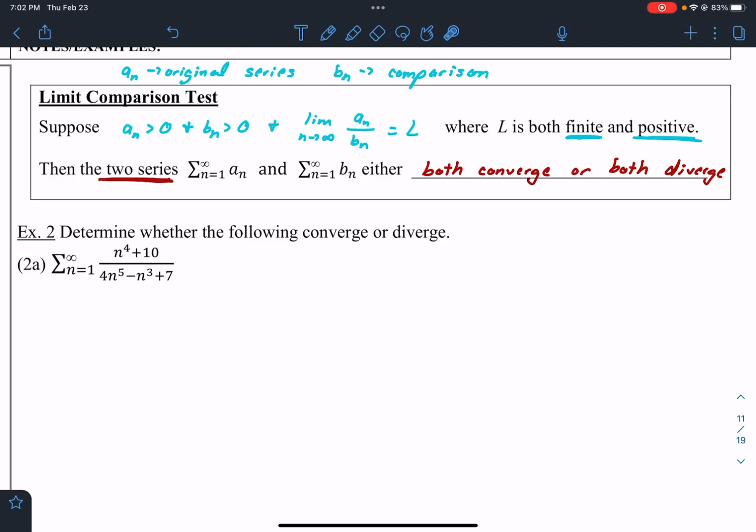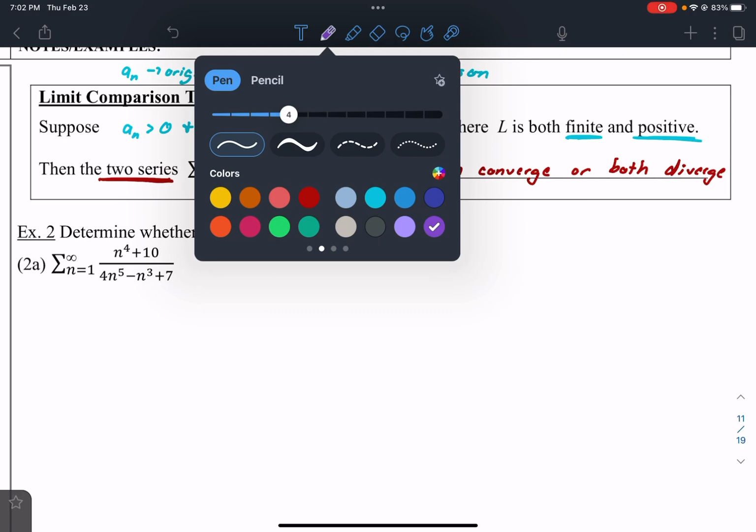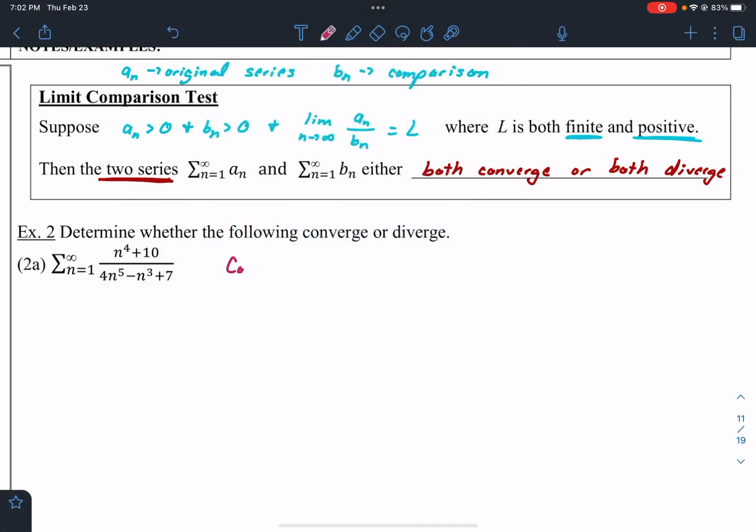So when I get to my comparison test, I'm looking at the behavior, and the behavior is guided by this first term and this first term because they have the highest degree. So again, kind of like spit in the ocean, this plus 10 doesn't guide this as n goes to infinity. This doesn't guide it either. It's just the n to the 4th over n to the 5th. So when I'm looking for my comparison series, I have to consider that. So what we're going to do is compare to B sub n, and we're going to say that B sub n is going to be equal to, I'm going to call this, n to the 4th over n to the 5th.